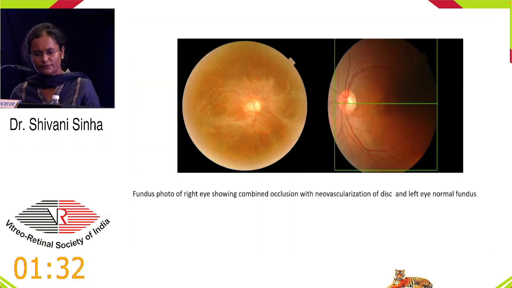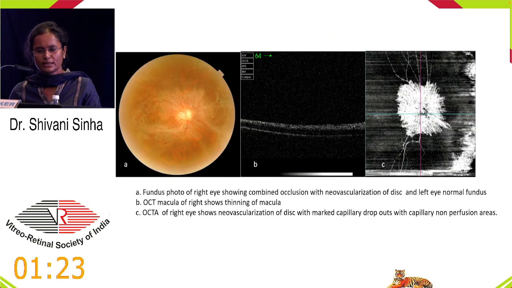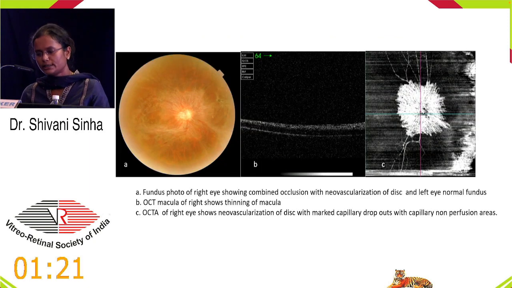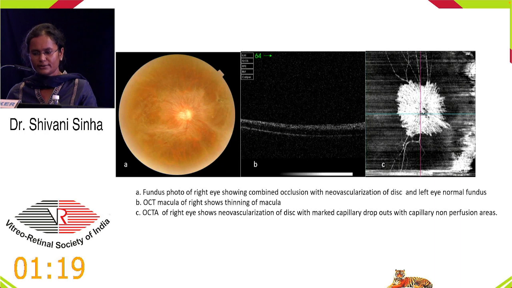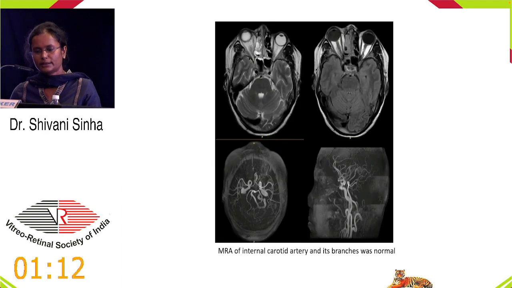So this is the fundus photo of a patient in which the right eye showed combined occlusion with neovascularization of the disc, and a normal left eye fundus. We had managed to take an OCT and OCTA of the patient, and we see the florid neovascularization of the disc and atrophic retina in this patient. We had an MRA of the internal carotid artery also, and this turned out to be normal.